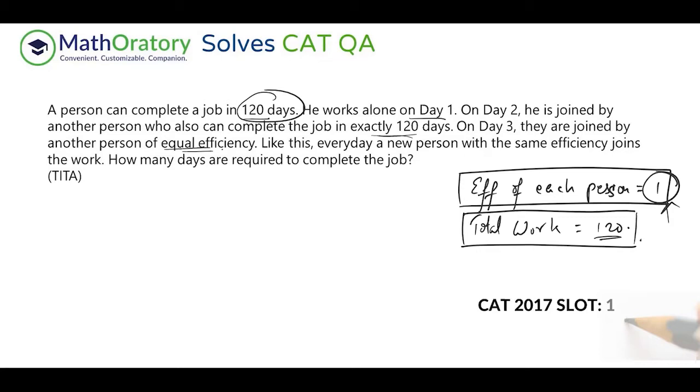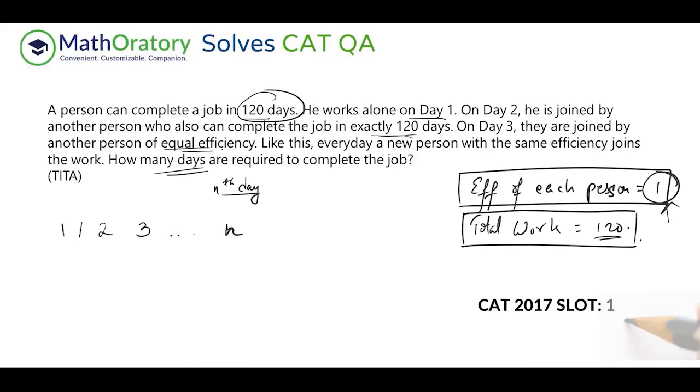In the first day, one person is working, so that will complete 1 unit of work. In the next day, two people are working, so that will complete 2 units of work in the second day. In the third day, three people are working, so that will complete 3 units. So this will go on. On the nth day, let's say, so that is what we are looking for, how many days are required to complete the job, there will be n people working, so that will complete n units of work on that particular day, right?